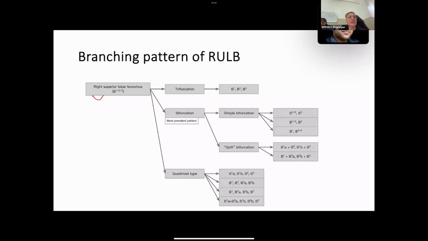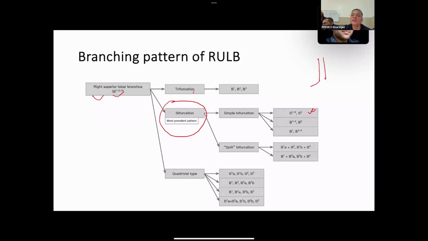So we see this is the right upper lobe bronchus. We think this is B1 plus B2 and B3, so we think this is the trifurcation variant, but in fact the bifurcation variant is more common. So we see the simple bifurcation like B1 plus 2 and B3, or B1 plus 3 and B2, etc. It might happen. So what I'm talking about, I will show again by making a diagram.